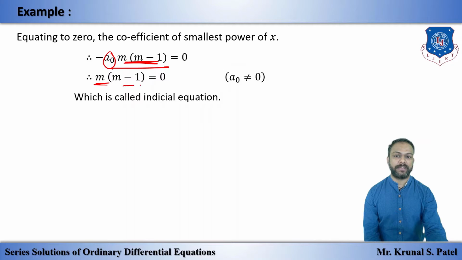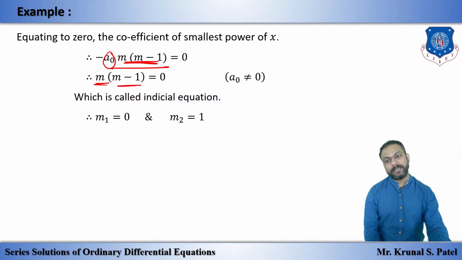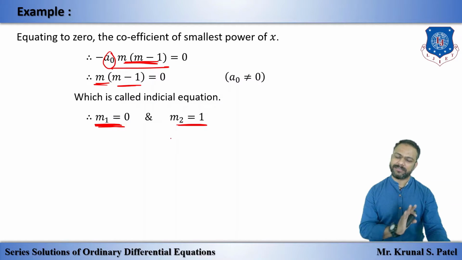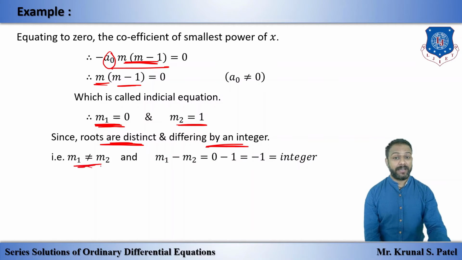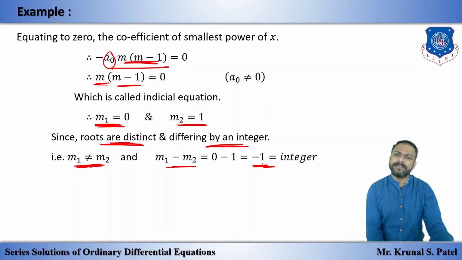By solving this, we have m is equal to 0 and m is equal to 1, as we decided that the smaller root is always denoted by m1 and the larger root is denoted by m2 in each and every case. This by default you have to just decide. Now here you can see that m1 and m2 are distinct but differing by an integer. You can see these both are different, but the difference is -1 and -1 is an integer. So it is case number 3.